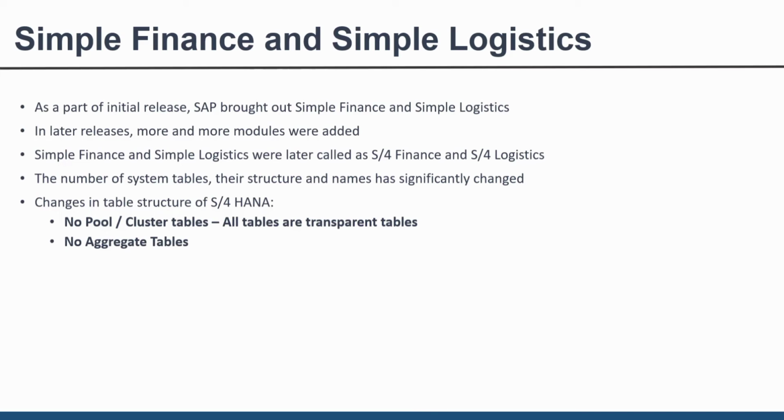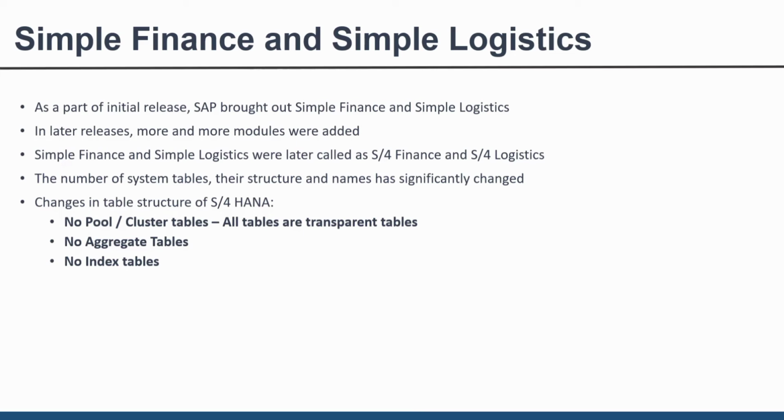No aggregate table. In one of the previous videos, you have learned what an aggregate table is and why you don't need any aggregate tables on top of HANA, because HANA has the capacity to do the calculations or aggregations on the fly even with a huge amount of data, and that is why there is no need of aggregate tables. And there are no index tables, because generally index tables are related to pool or cluster tables. Since pool or cluster tables are removed, obviously you don't need any corresponding index tables.